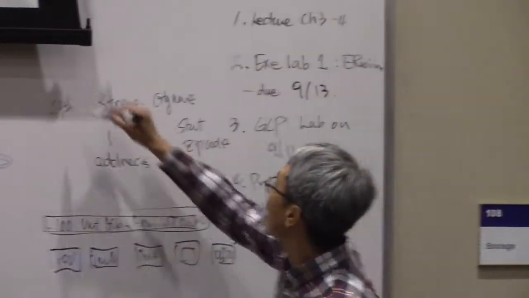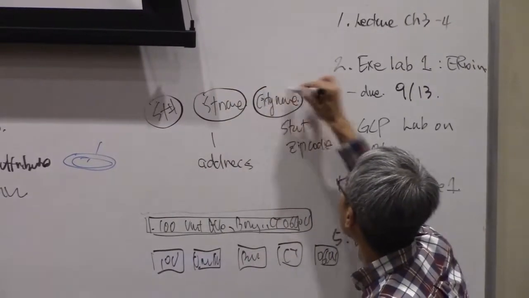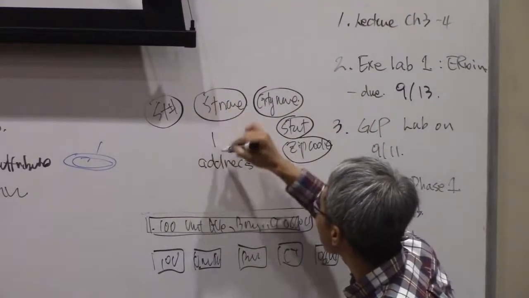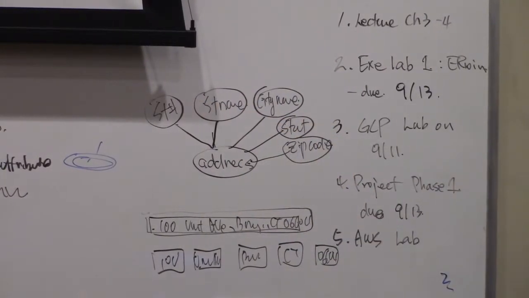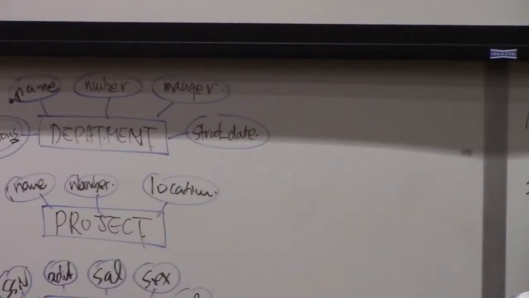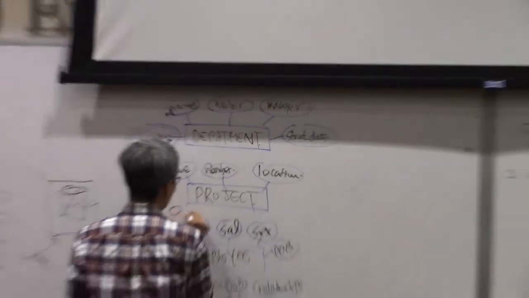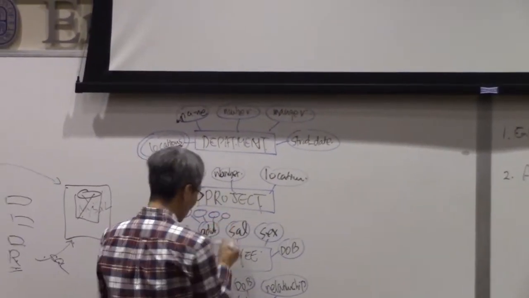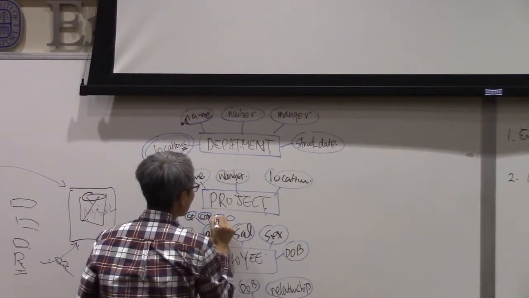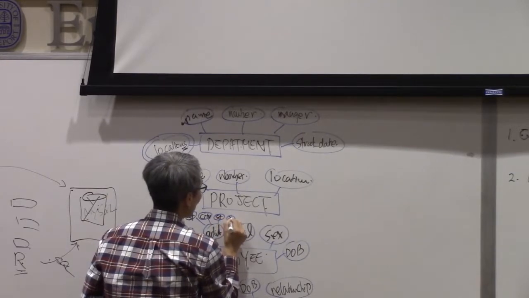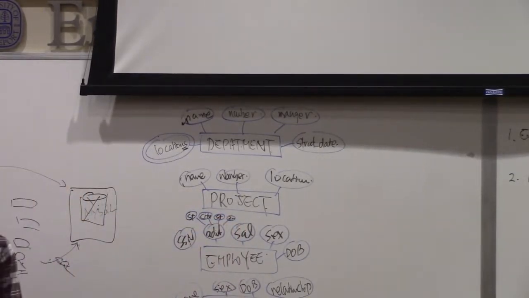However, if you want to separate each component, you can use sub-attributes in a tree structure. So, for example, in this case, if you want to separate, you can create street information, city, and the state and zip code, like this. This is called a composite attribute.